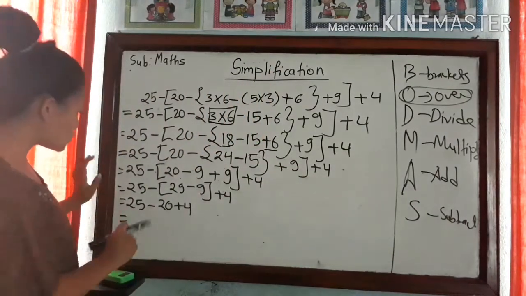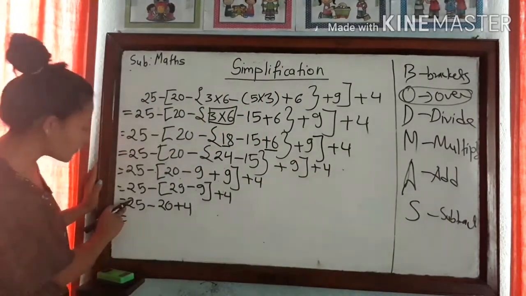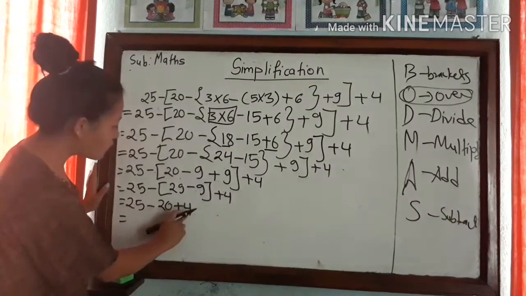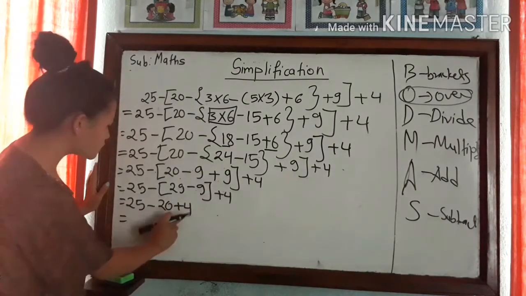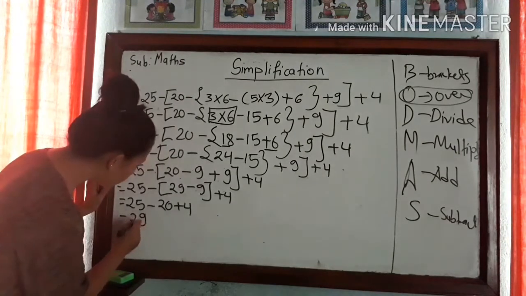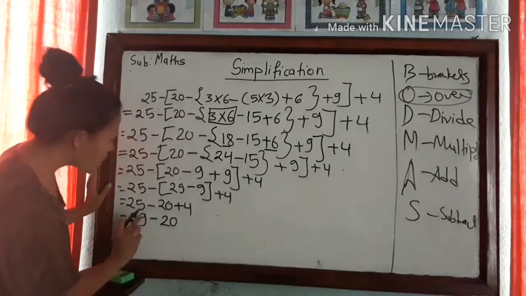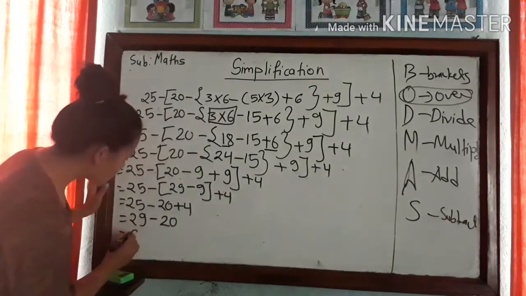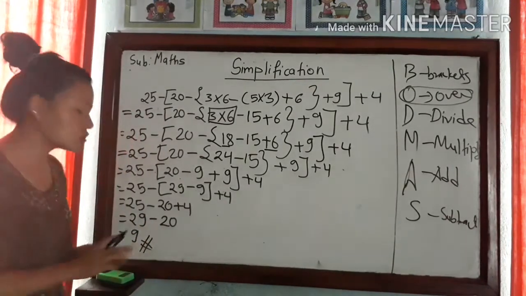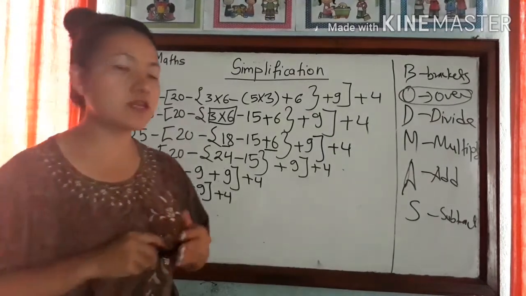Let's see here which numbers can be added. Here 35 has the plus sign, and 4 also has the plus sign. So 35 plus 4, the answer will be 39, and minus 20 we have to copy as it is. So 39 minus 20, the answer will be 19. So this is the way you have to do the simplification.